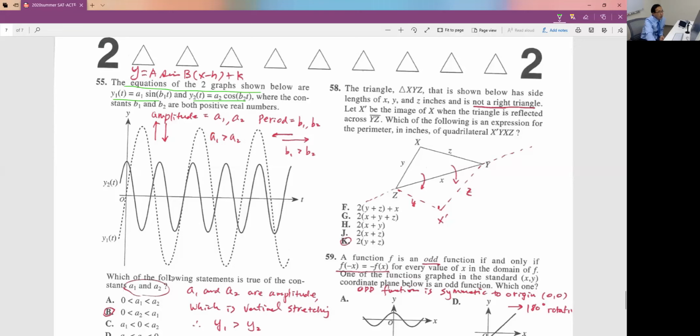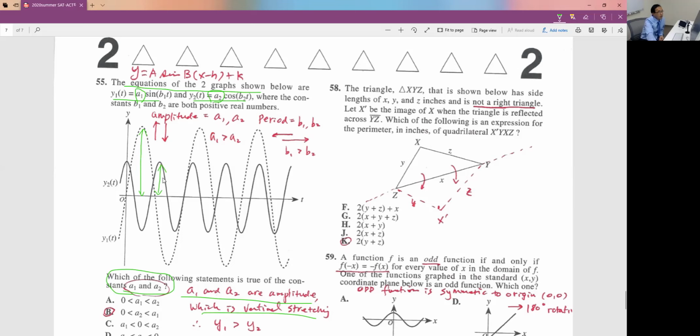So you've got to know what a1 and a2 stand for. a1 and a2 are the amplitude. So what do we mean by amplitude? Amplitude is a vertical stretching. In our case, on the dotted line, the vertical stretching was done by this much, whereas on the solid line y2, the vertical stretching has been made this much. So this one stands for a1 and this one stands for a2.